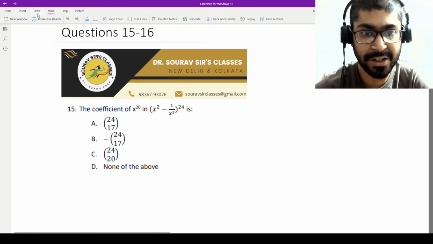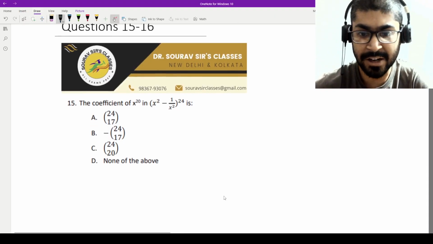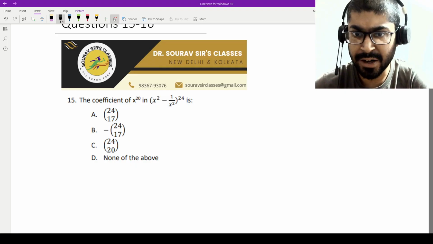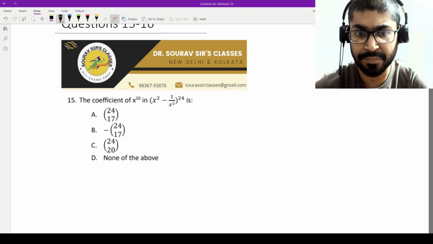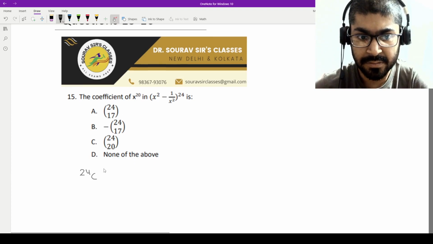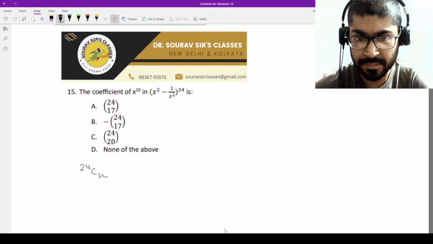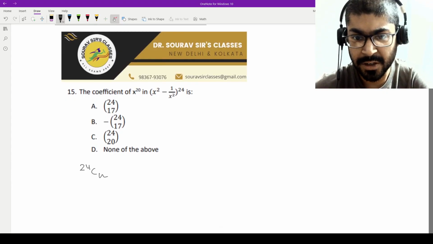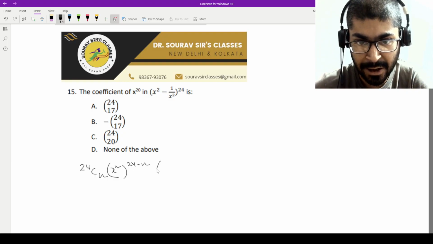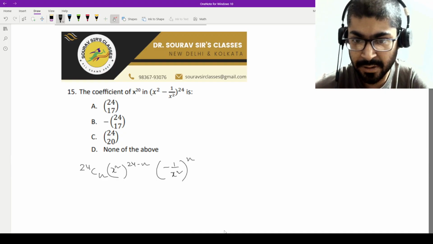Before we get the coefficient of x to the power 20, let us write down the general term instead. So what will be the general term for this? The general term will be written as you have learned in your binomial theorem. So this will be 24 CN, right, because there are 24 terms. x square will be of 24 minus n, and minus 1 by x square will be n times.